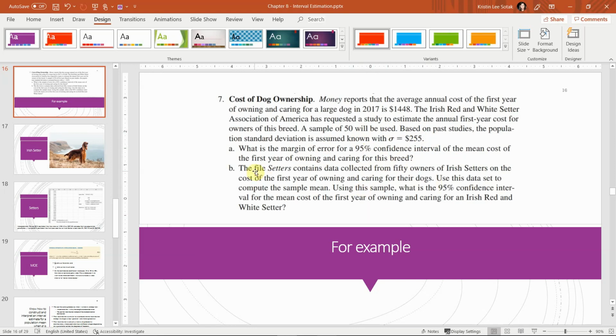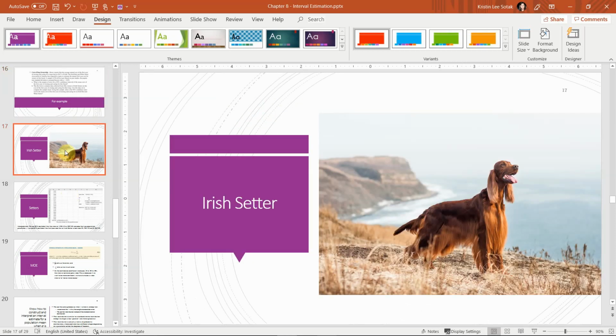And then part B, use this data set to compute the sample mean. So basically we just create this 95% confidence interval. The Irish setter, if you don't know what that looks like, that's an Irish setter.